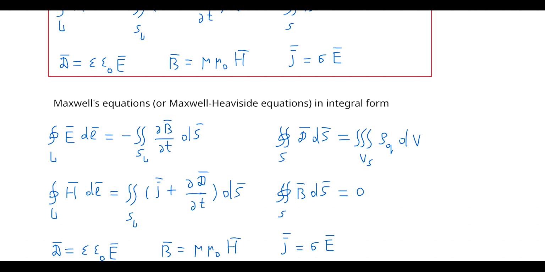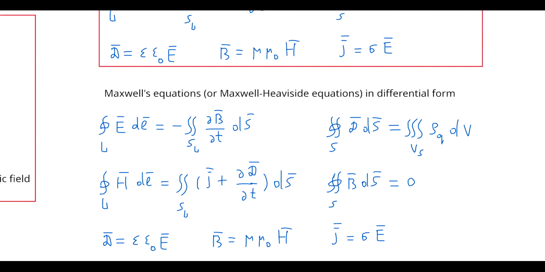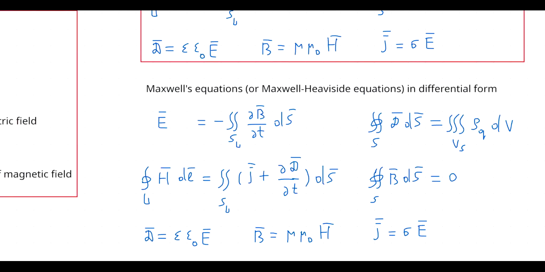And in this situation, what will we have? Instead of the integral in this right side, I will have the curl operator. So here will be curl E, and this will be equal to minus the simple derivative, the partial derivative, of magnetic induction B with respect to t.